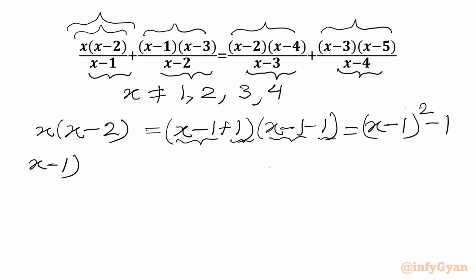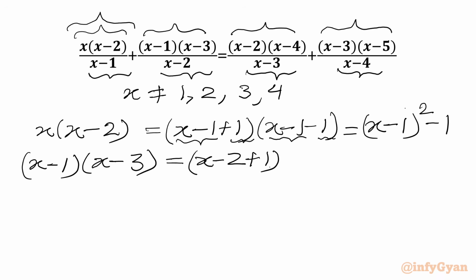Similarly, x minus 1 times x minus 3 will be equal to x minus 2 plus 1 times x minus 2 minus 1. This is x minus 1 times x minus 2 minus 1, this is x minus 3. Using the difference of two squares formula, we can write x minus 2 whole square minus 1.